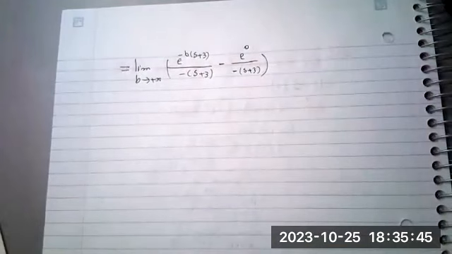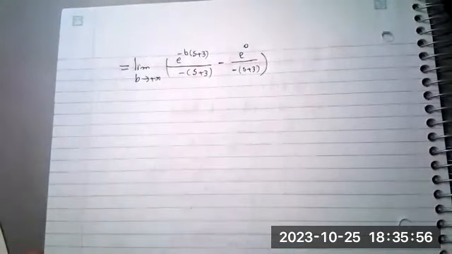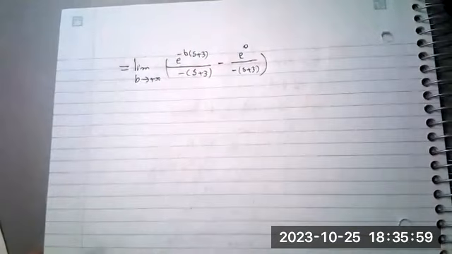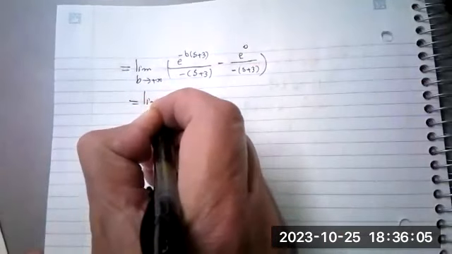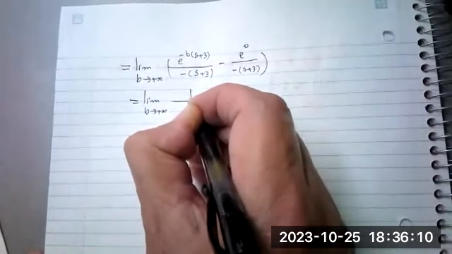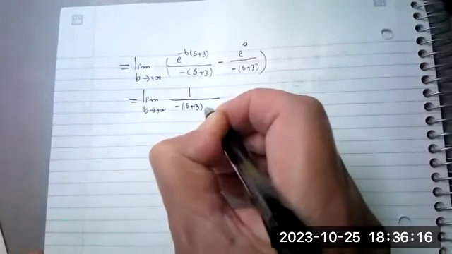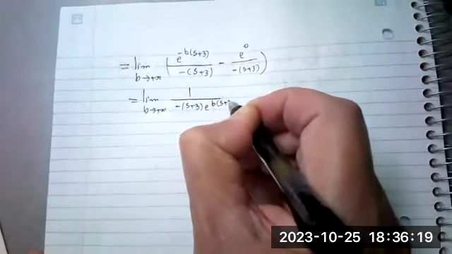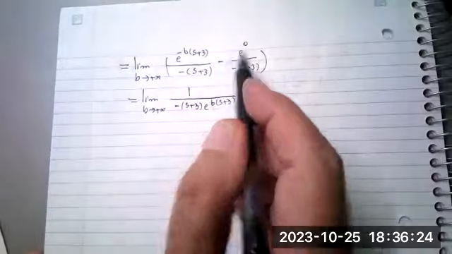Because you have the negative power, you can bring it down now, because now we have to make a judgment. So it's going to be the limit as b goes to positive infinity. We make the top 1, and the bottom would be negative s plus 3 times e to the b times s plus 3. What is going to be here? Negative would be positive, and e to the 0 is 1.